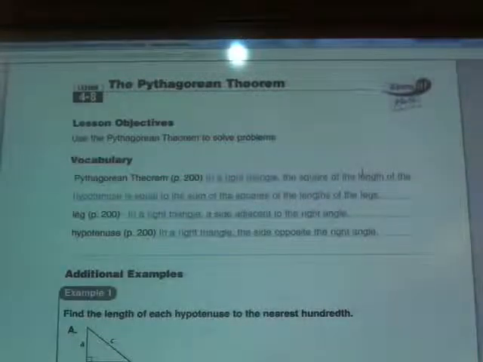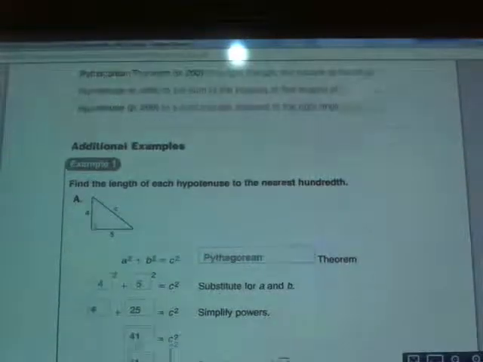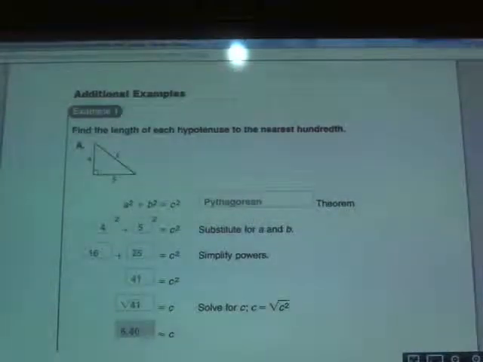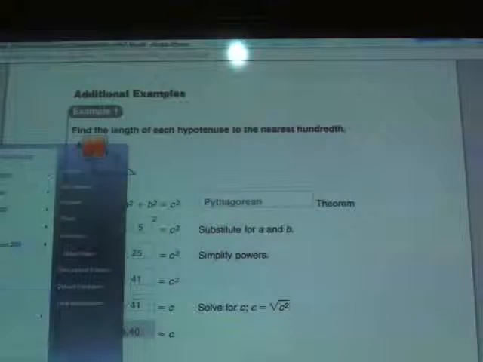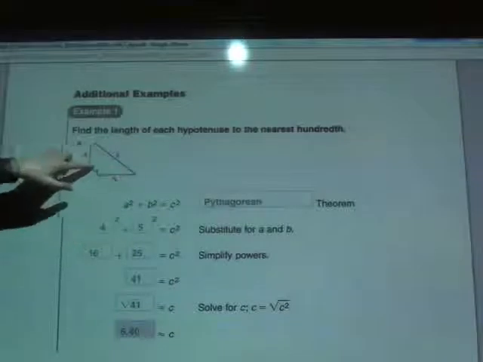And I'm going to go ahead and scroll down and we'll talk about what that means again really properly here in question number 1, where it's asking me to find the length of each hypotenuse to the nearest hundredth. Okay, so in question number 1, they've given us our right triangle. Again, what makes it a right triangle is it has this right angle right here.